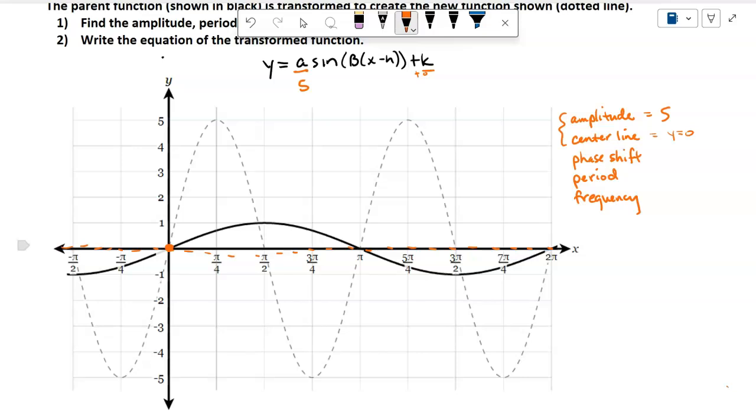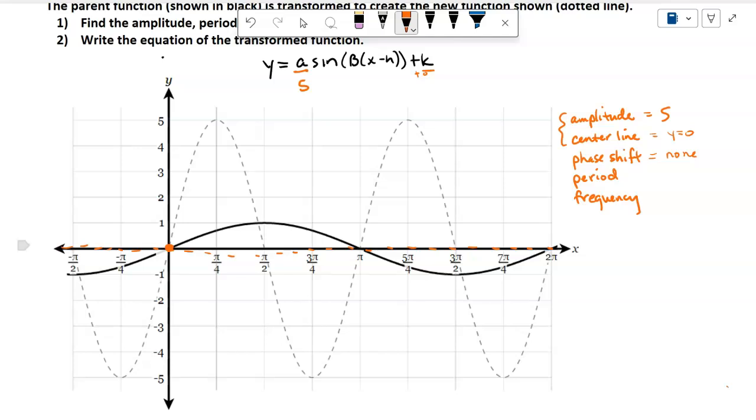So the next thing we're going to go after are the horizontal transformations that are occurring. The first one is probably the easiest one, the phase shift. We said this is a sine function, so I want to find where my sine function, quote unquote, starts, which is typically at the origin in the center of the function. This one starts in the exact same spot, and so that means there is no phase shift.